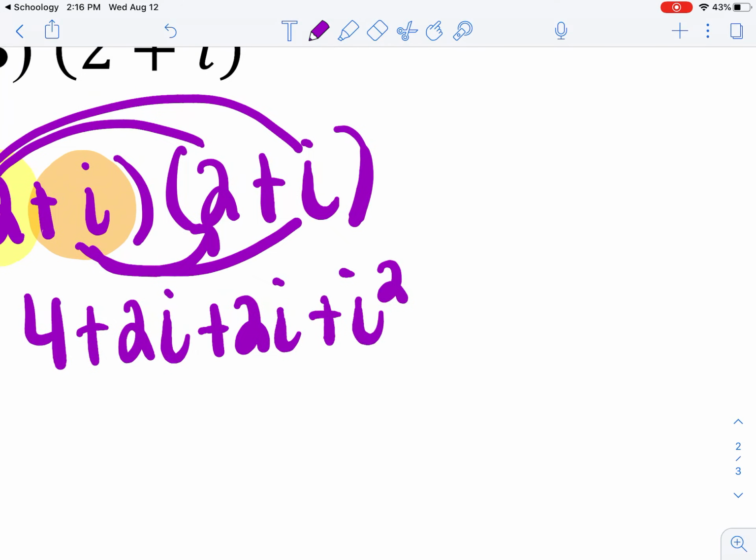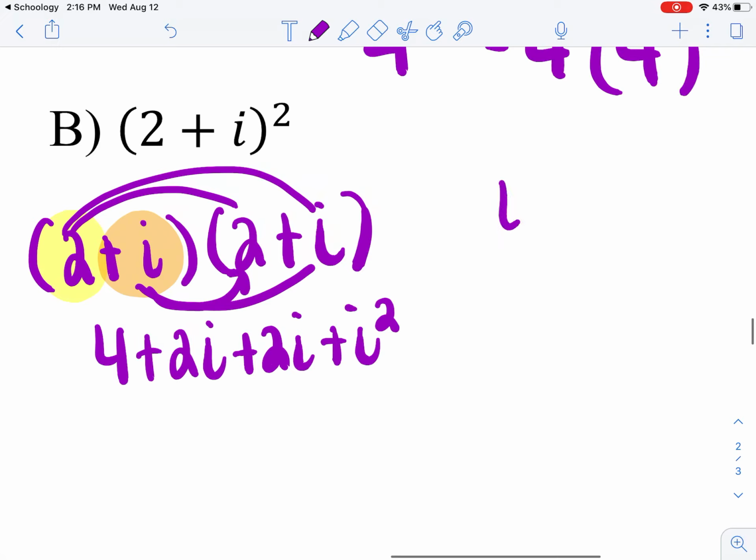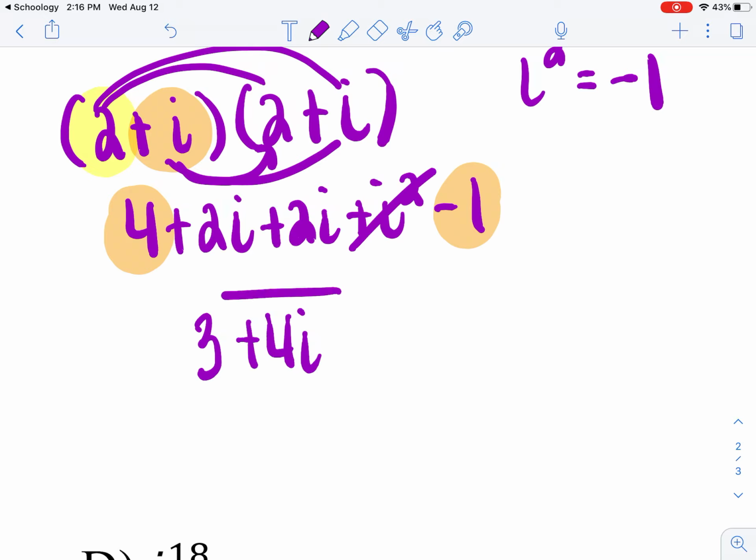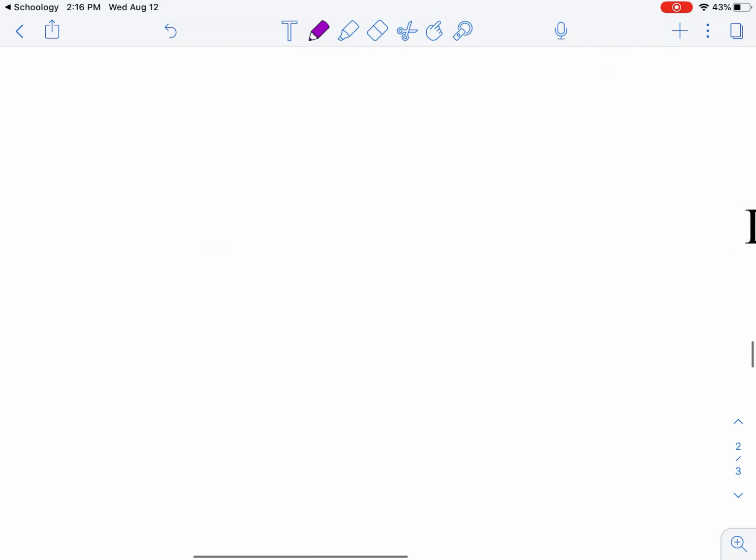All right, now I have to clean this up. First off, what you have to recall is that we don't ever leave i squared in an answer, because what is i squared equivalent to? Negative 1. So cross this off, put negative 1 here. And now I can add the real parts. 4 and negative 1 is 3. And then 2i and 2i is 4i.